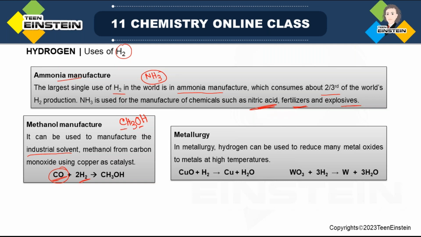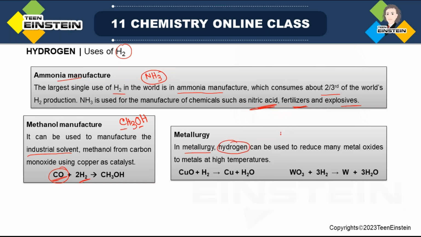Third one is metallurgy. In metallurgy, what we do is, from naturally occurring metal salts or ores, minerals, we extract only the metal by removing the impurities. So there is a separate chapter on metallurgy. Now in metallurgy, what is the role of hydrogen? We know hydrogen has a reducing property, and this reducing property is utilized in metallurgy.